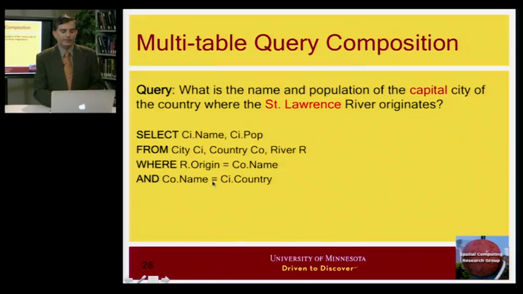Now you compare this code with the English one and say, are there further restrictions? And looks like there are. We are not interested in all cities. We are only interested in cities which are capital. So we'll need to test that capital column inside the city table. And also we are not interested in all rivers. We are only interested in a specific river named St. Lawrence.